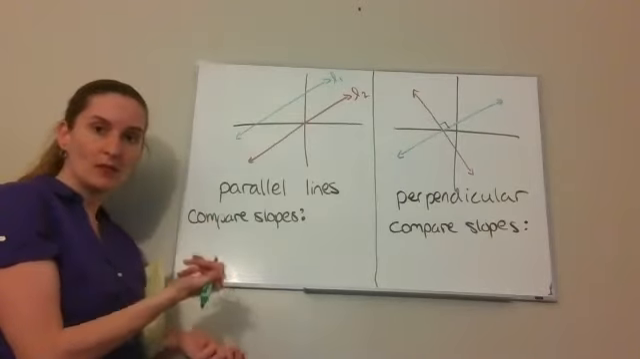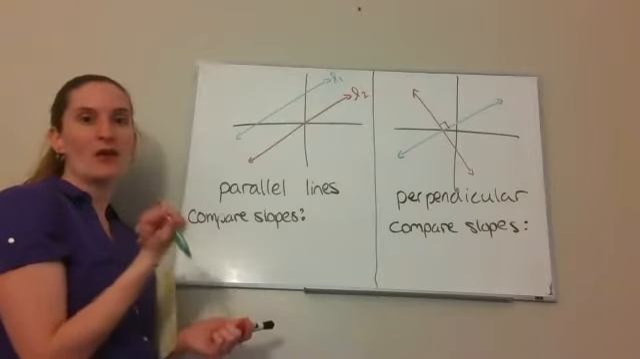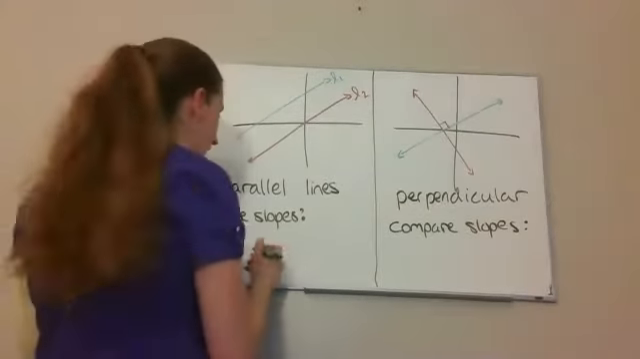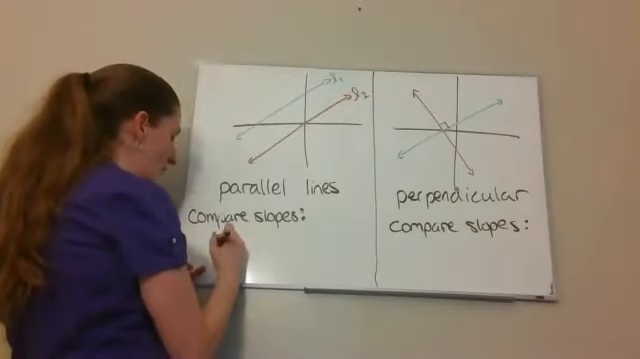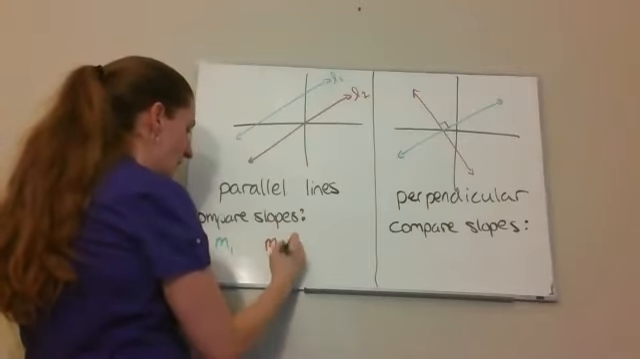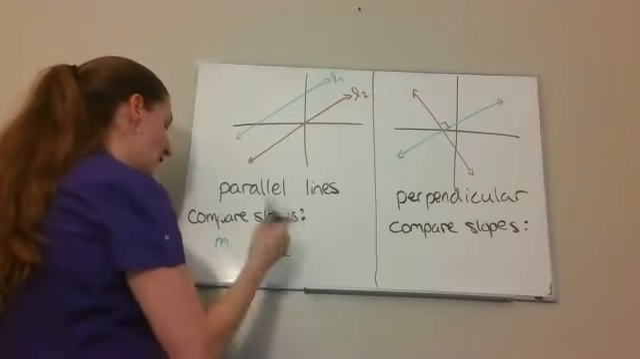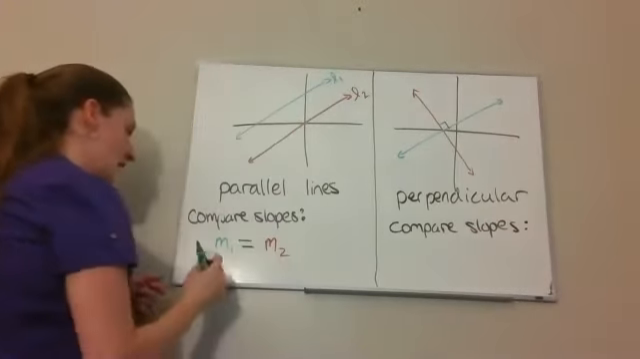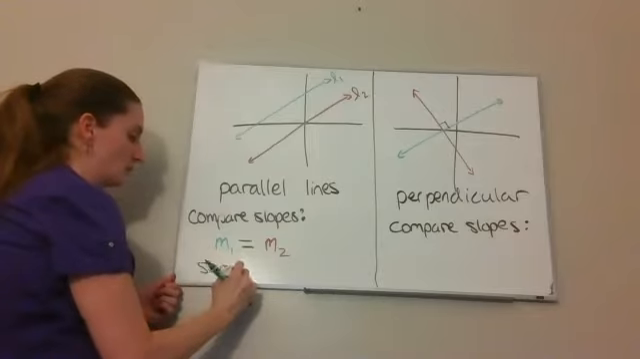And so I'm going to label their slopes as m1 and m2. Now look at the steepness of those two lines. They look the same. And that's because parallel lines always have the same slope. So my slope m1 is always going to equal my slope m2 if the lines are parallel. So same slope.